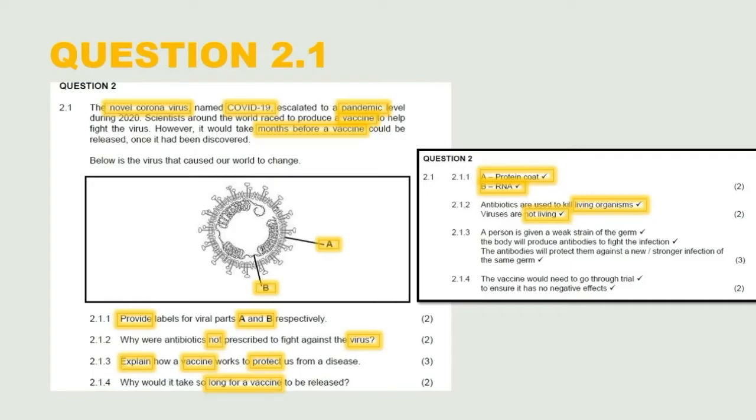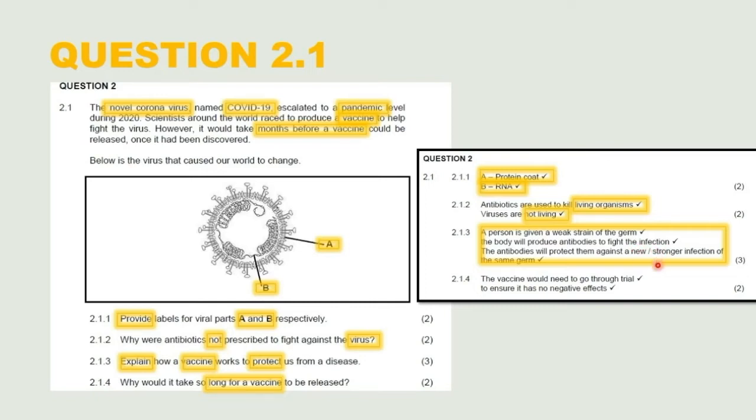2.1.3, they just wanted to know how a vaccine will protect us against a virus. Firstly, they either inject you with a dead or a weak form of the microorganism. Please refrain from using the word germ. Then your body will produce antibodies against this specific infection, and then the antibodies will protect you against future or new infections. That means the body will recognize the antigens or the virus much quicker.